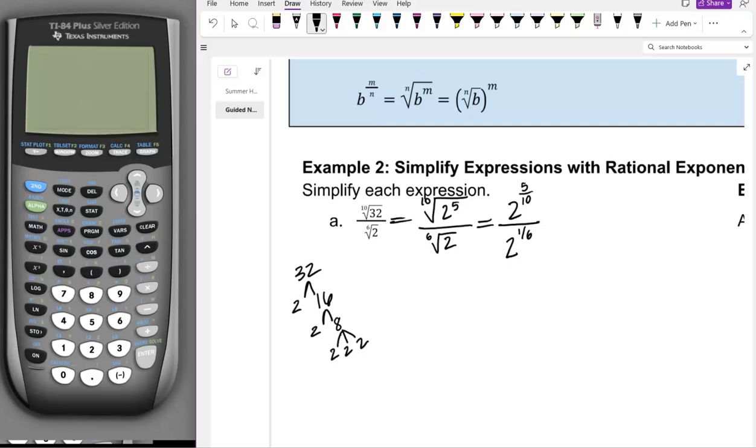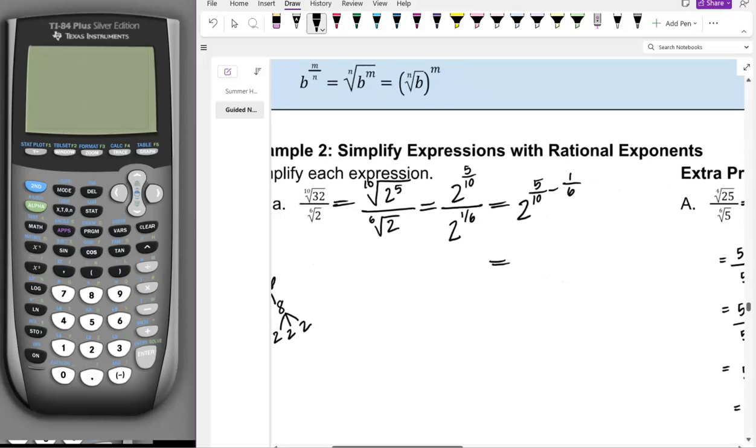Keep in mind, when you have division and they have the same base, you can subtract the exponents to simplify this. So I can go 5/10 minus 1/6 on the base of 2. This only works if the bases are the same. That's why I wanted to get the bases the same to begin with. Now for subtracting or adding fractions, I need common denominators. I'm going to go ahead and simplify this, make this 2 to the power of 1/2 minus 1/6.